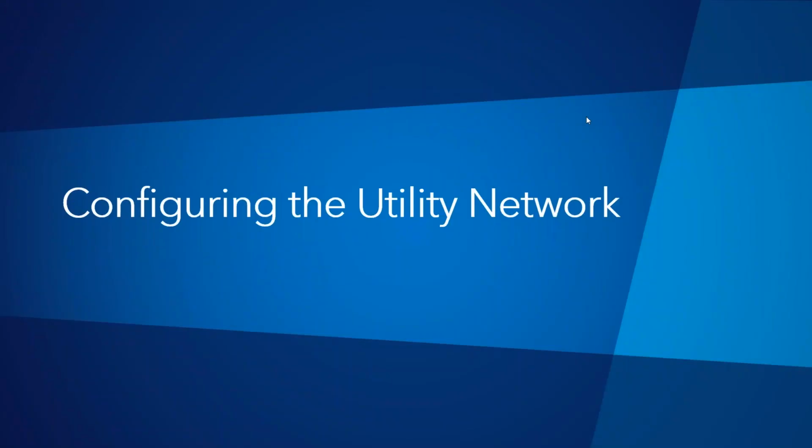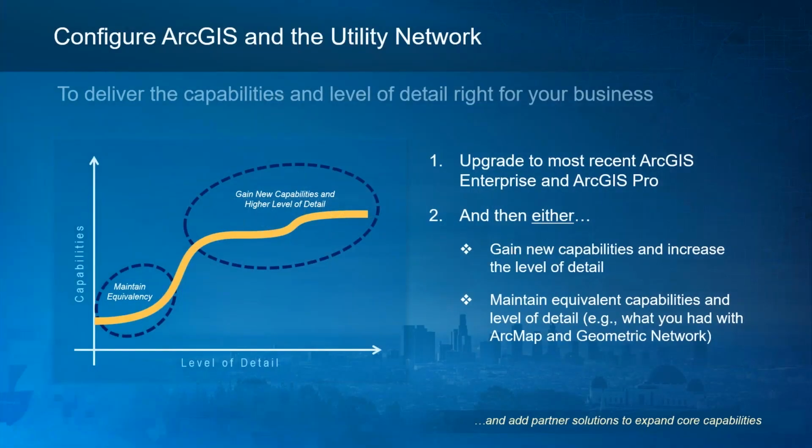Great. Thanks, Matt. I want to spend a couple of minutes talking about configuring the utility network and some of the tools that are available to do that. When you first start out thinking about the utility network and configuring it, it's going to be important for you as an organization to figure out the right level of detail for the business. Not everybody's going to need to do all of the things that Matt showed right away with containment and association. So really there's a couple of things.